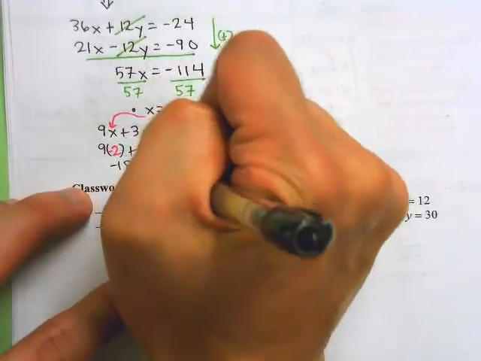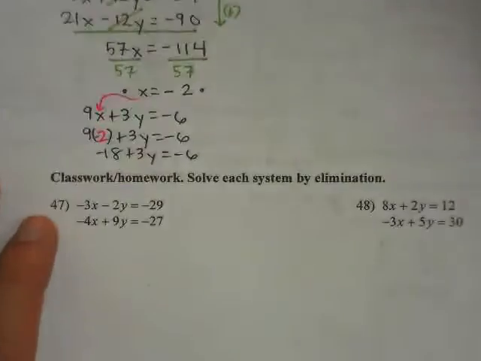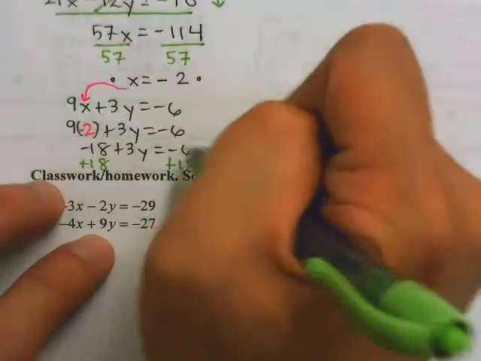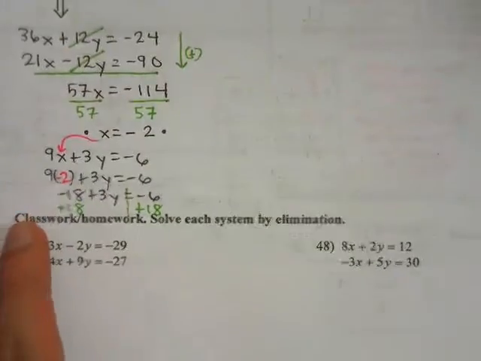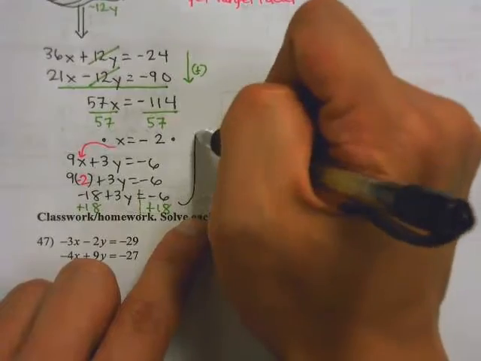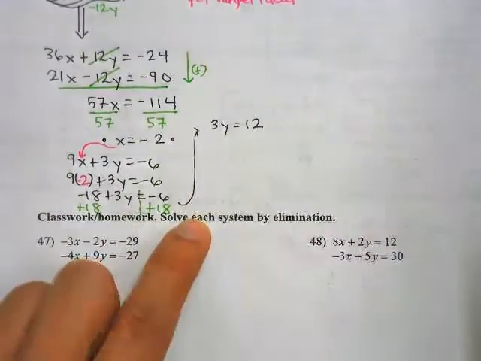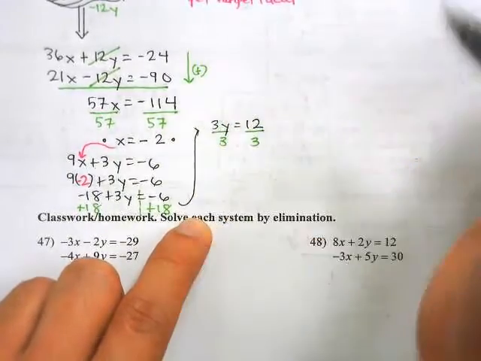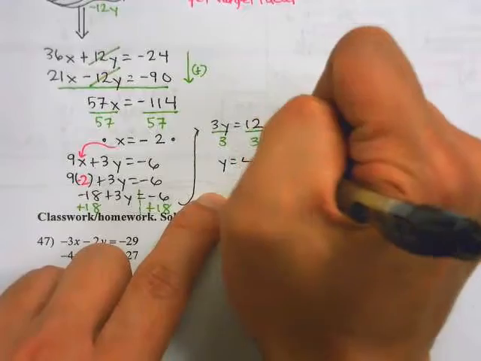Negative 18 plus 3y equals negative 6. Let me just zoom in a little bit more. We are going to add 18 on both sides. Three y is equal to 12. Divide by 3, divide by 3. Y is equal to 4.